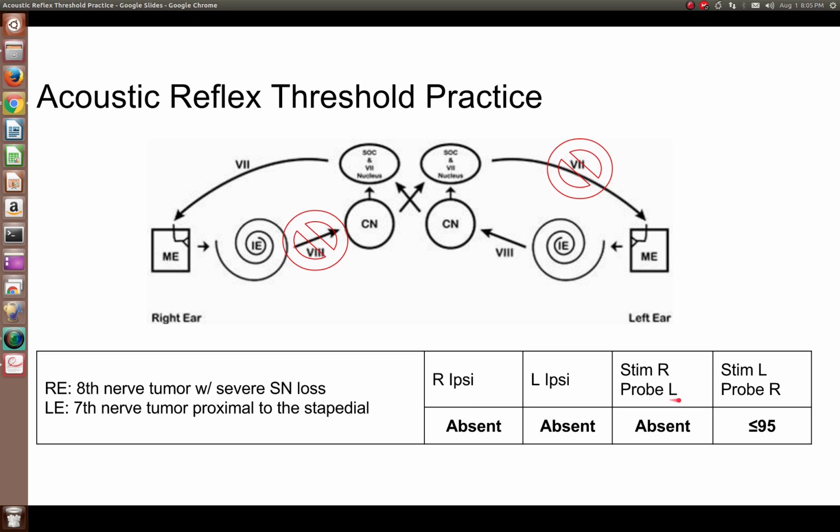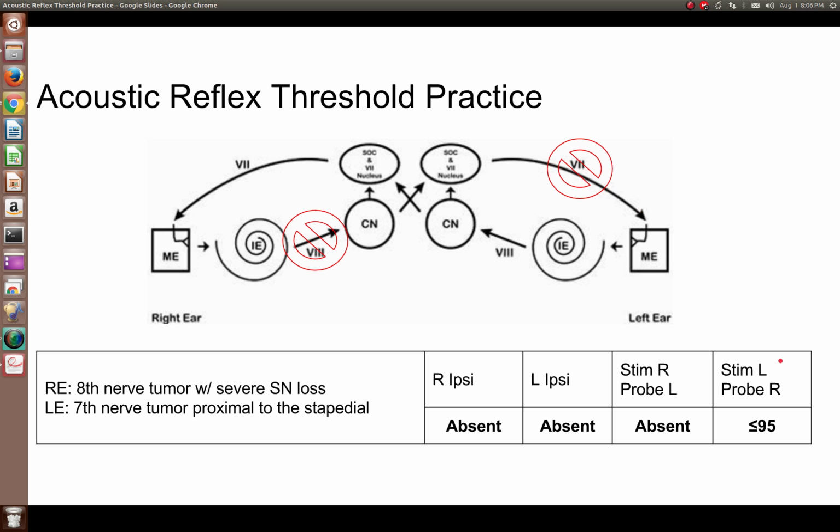You know what else is gone? The right contra over here, because it involves that right eighth nerve. So get rid of it. It's absent. Let's look at left ipsi. Why is left ipsi gone? Well, left ipsi is gone because we've got a problem with the facial nerve over here. So we've got the left ipsi pathway, which usually goes left middle ear, left inner ear, left cochlear nucleus, left SOC, left facial nerve, back to left middle ear, but the left facial nerve is the problem, so nothing is going to work there. So that's going to be absent as well.